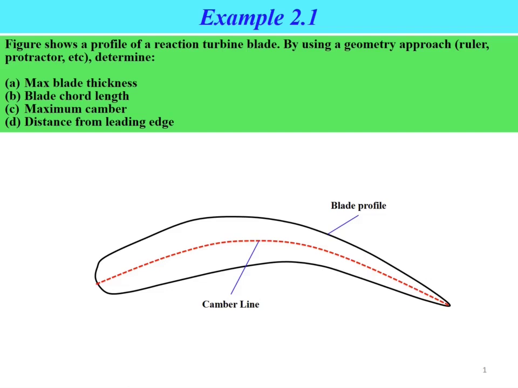So for your information, there are two approaches that can be used to solve the problem. First, by using a geometric approach. So you need to use physical items such as rulers, protractor, and so on to measure the parameters of the blade profile. The second approach, by using a trigonometry approach, which means you can use any trigonometry equation or formula to determine the parameters of the blade profile. However, for this example, you need to use a geometric approach. Okay, now let's try to solve this example 2.1.